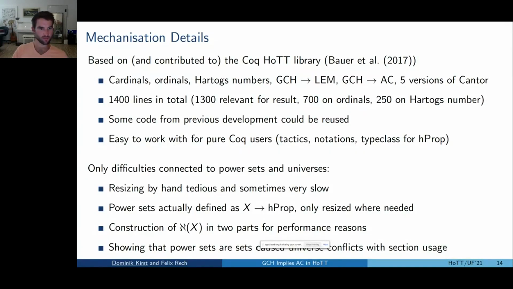So basically, one problem is that resizing by hand can be tedious, because you always have to transport along these representation equivalences. And also performance-wise, this can get pretty slow sometimes. So in fact, we defined the power set slightly different. We didn't restrict to the lowest universe and only resized where needed. And this was in particular hard for the construction of the Hartogs number itself, because here we afterwards had to make sure that we can resize it again into the correct universe, and it wouldn't work if we tried to inline it. Yeah, that was a bit more intricate than we thought.